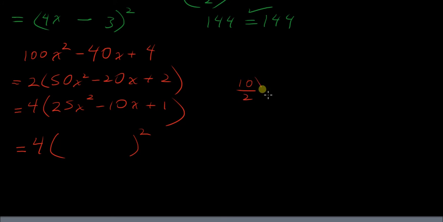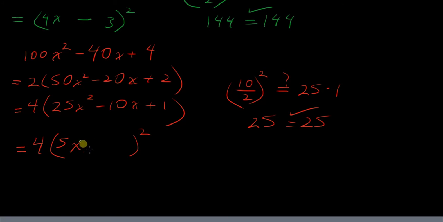Well, if I take 10 and cut it in half and then square it, does that equal 25 times 1? And half of 10 is 5. 5 squared is 25. Sure enough, that equals 25. We have a perfect square trinomial. So I know that all I have to do now is take the square root of 25, the square root of x squared, the square root of 1, bring that sign down, and I'm done.